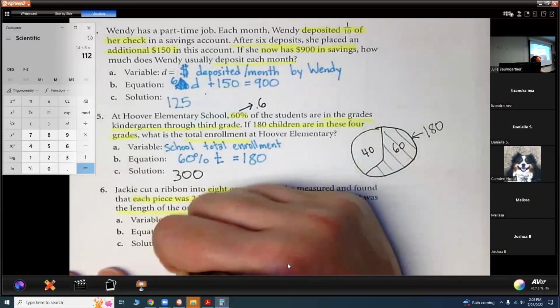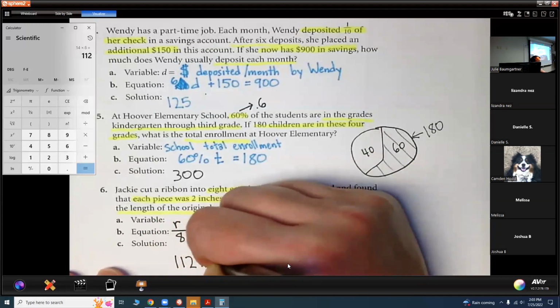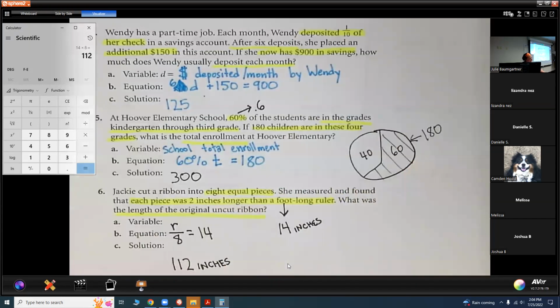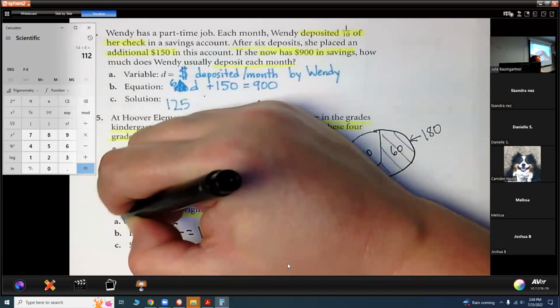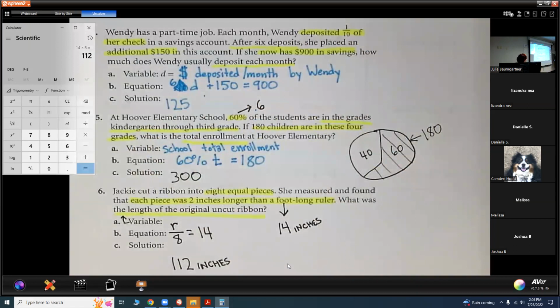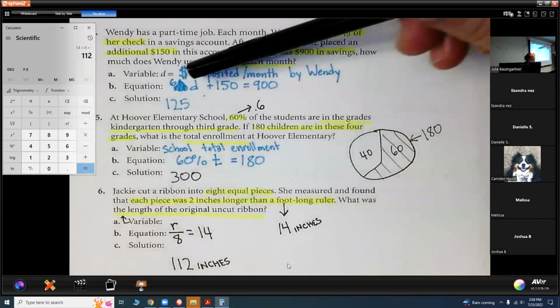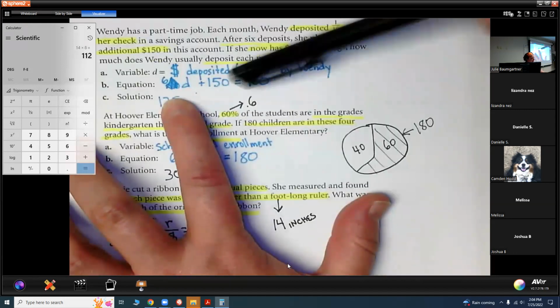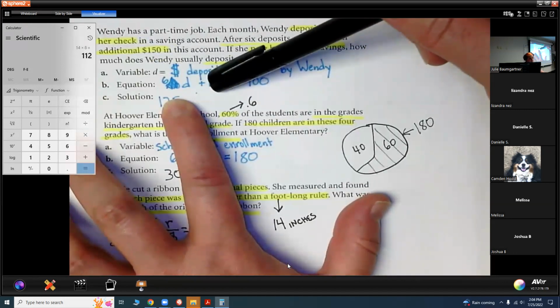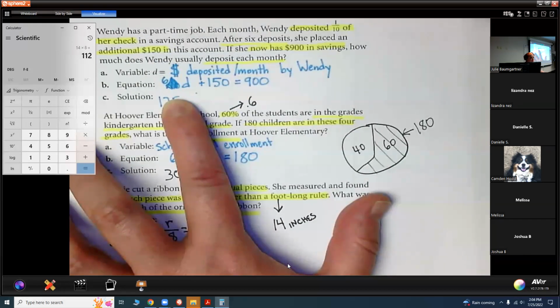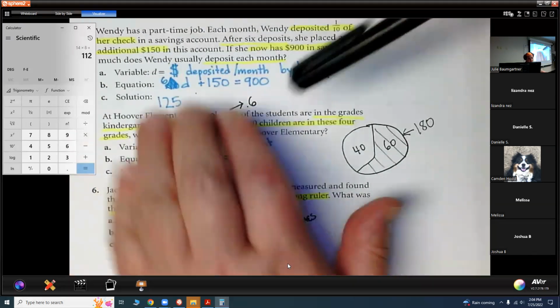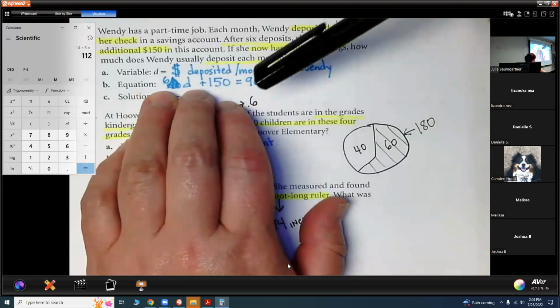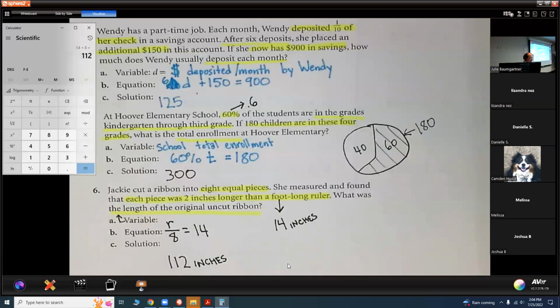So the original ribbon was 112 inches long. Okay. Good. So word problems are definitely going to come into play. There are some questions that might ask you to just do the setup step, like which equation helps you get the answer. But of course, you don't necessarily need this step to get the solution. Hopefully you guys are seeing that. So good. Okay. Well done, everyone.